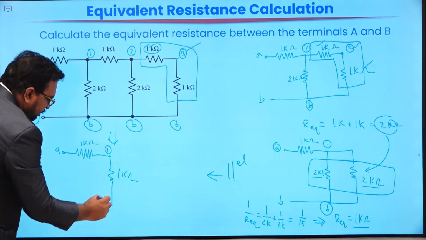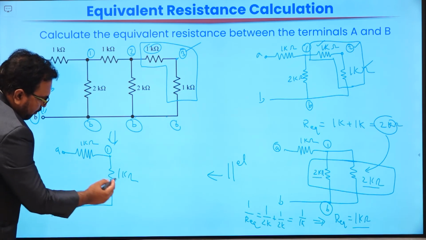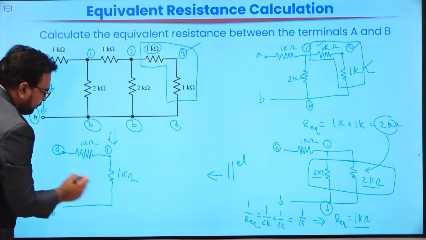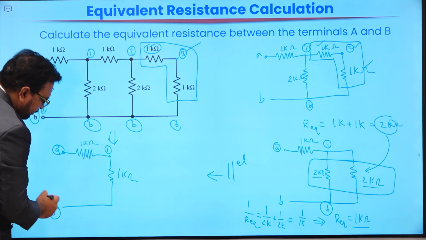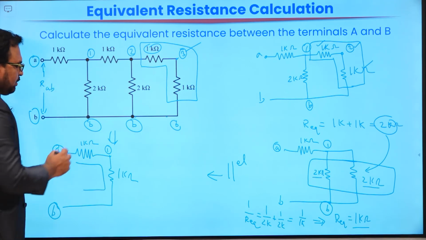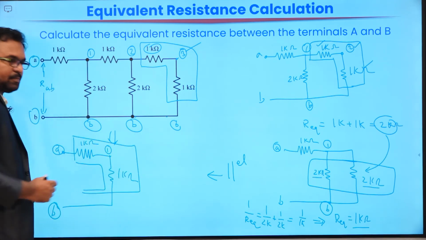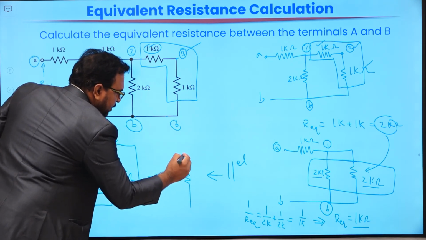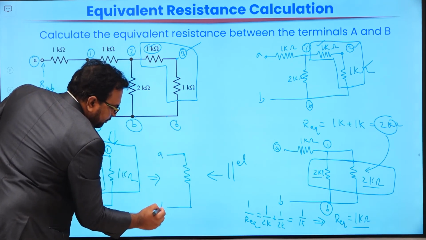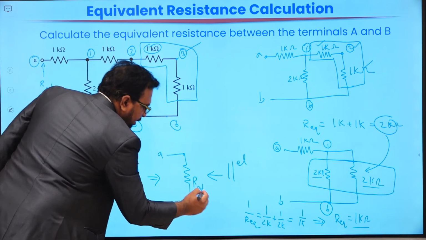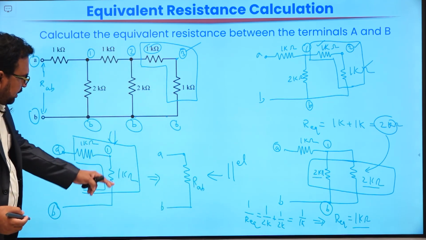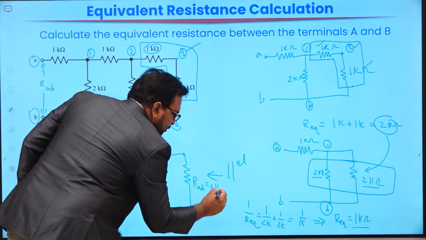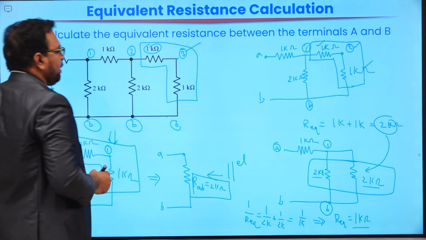Now if you observe here, there are two resistors in the circuit, 1 kilo ohm and 1 kilo ohm. This first 1 kilo ohm resistor is connected between A and 1, and the second one is connected between 1 and B. Obviously these two are said to be connected in series. So we can remove these two resistors and we can place a single resistance value between A and B. This is the final equivalent resistance. Since these two are in series, 1 kilo ohm plus 1 kilo ohm is nothing but 2 kilo ohms. So the final answer is 2 kilo ohms.